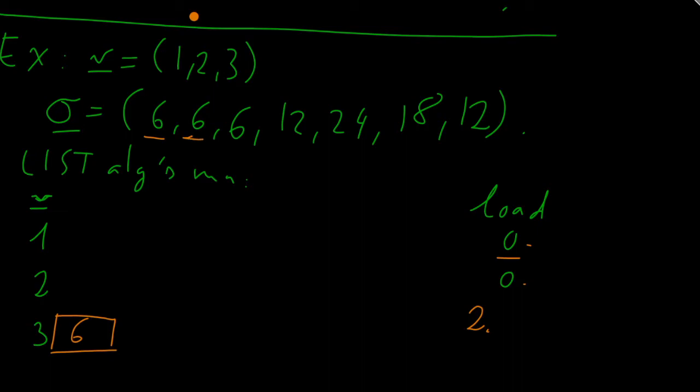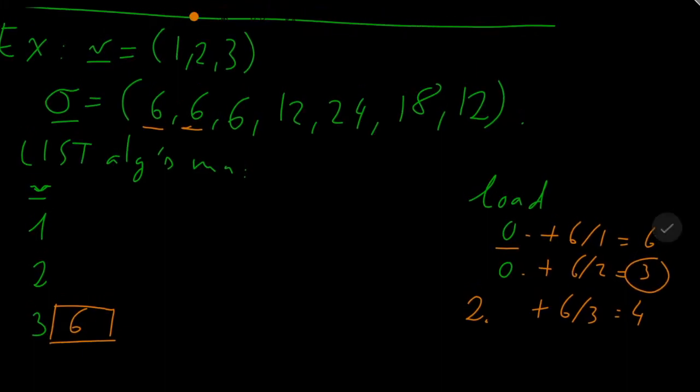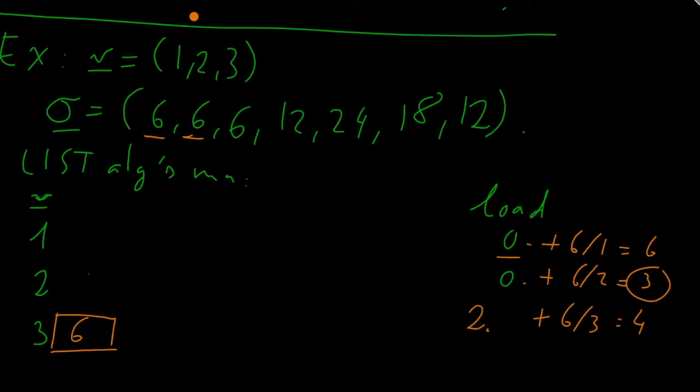Right now I have a load of 2 for the third machine, and I'm now scheduling the second entry of the input, which is again 6. So it's either 0 plus 6 divided by 1, or 0 plus 6 divided by 2, which is 3, or 2 plus 6 divided by 3, because 3 is the speed of the third machine. This would be 4, which means that in this case the second machine will get the job, because this is the smallest value here. So 6 is scheduled there, and I'm drawing a rectangle of width 3, while the one below was of width 2.